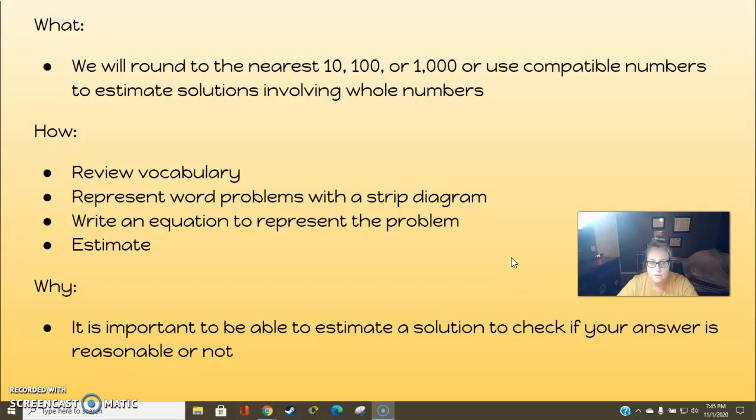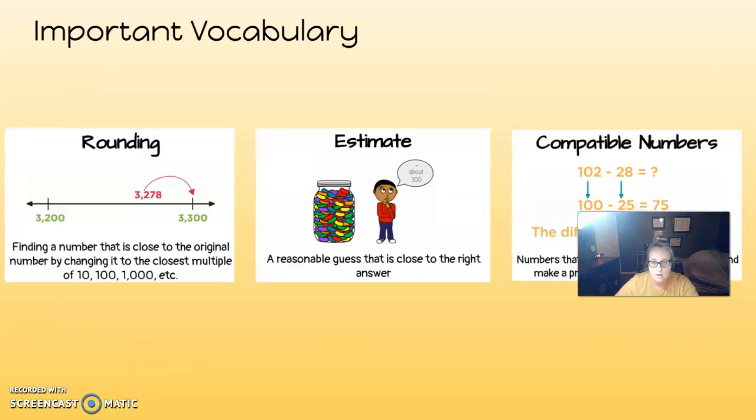Well, we're going to review vocabulary. We're going to represent word problems with a strip diagram. We're going to write an equation to represent the problem, and then we're going to estimate. Why are we going to do this? It's important for us to be able to estimate a solution to check if our answer is reasonable or not. So does it actually make sense? So let's look at our vocabulary.